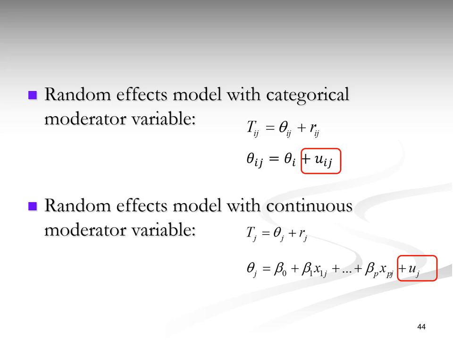And so in meta-analysis using these models, in the first model, we are going to estimate the theta i's, so the mean effects for the different categories, but on top of that, we are going to estimate the variance of the u's, so the variance between studies within categories. In the regression model, we are going to estimate the regression coefficients, so the betas, as well as the variance of the u's, which is the variance between population effect sizes after taking into account the effects of the study characteristics.